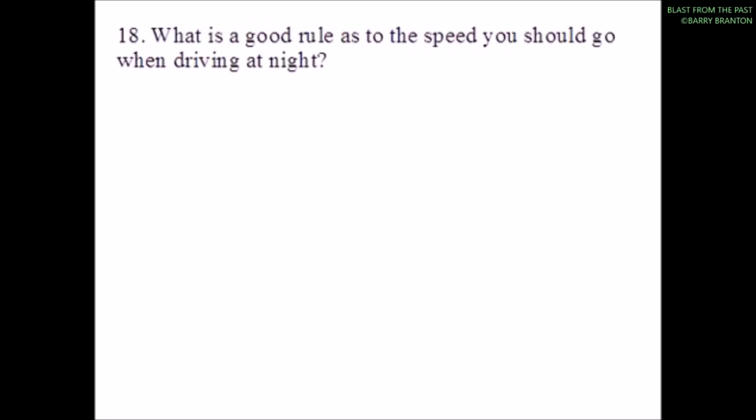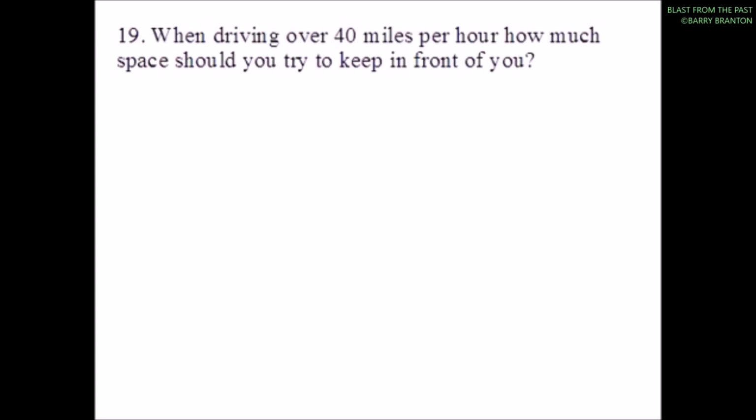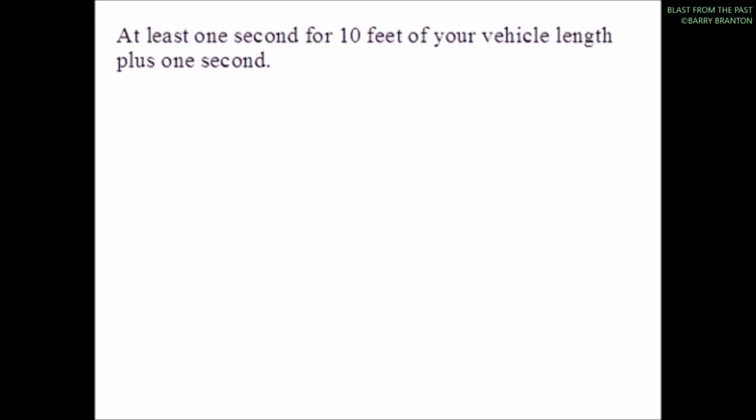18. What is a good rule as to the speed you should go when driving at night? You should be able to stop within the range of your headlights. 19. When driving over 40 miles per hour, how much space should you keep in front of you? At least 1 second for each 10 feet of your vehicle length, plus 1 second.